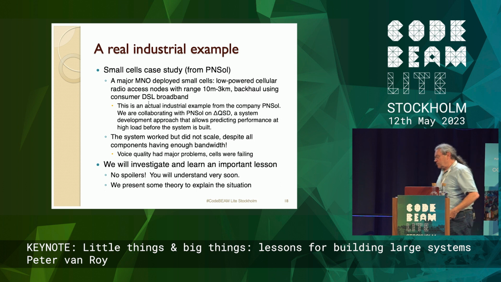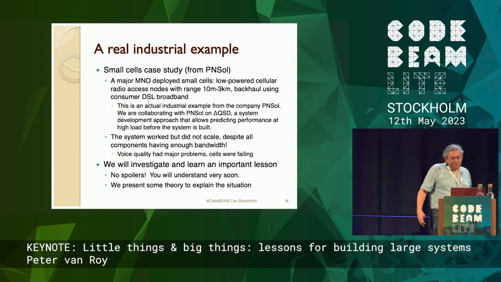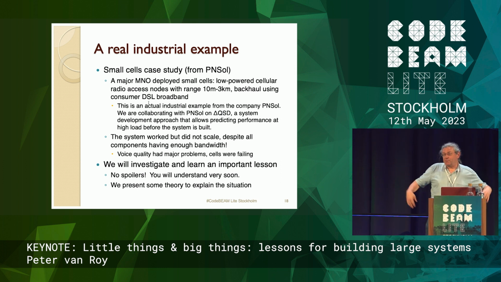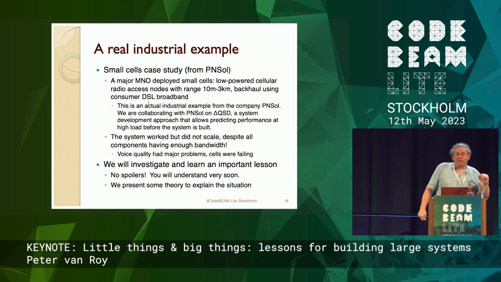A few hundred users. A month or two before the launch, they tried scaling it up, and the whole thing, all the small cells started failing. So they panicked, and they brought in P&Sol, and it's a very important thing they learned. Okay, so these small cells were failing.